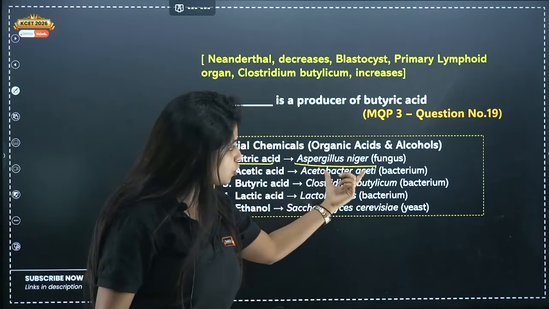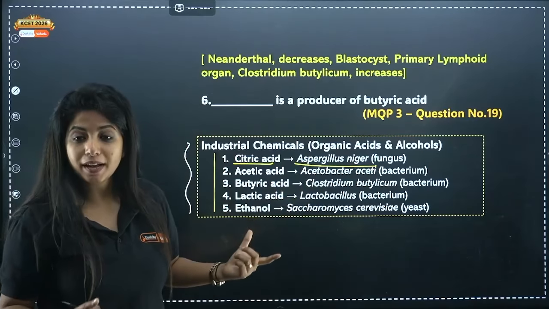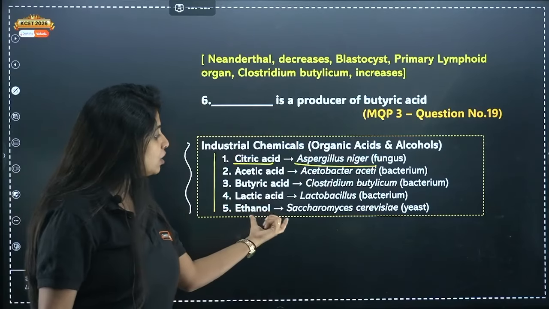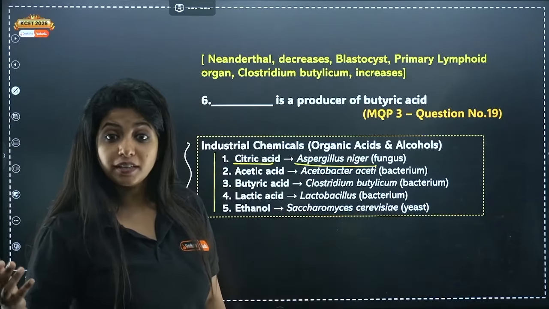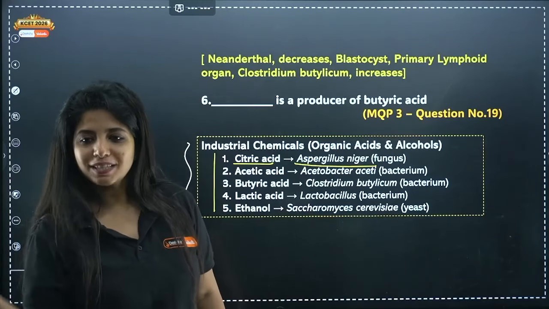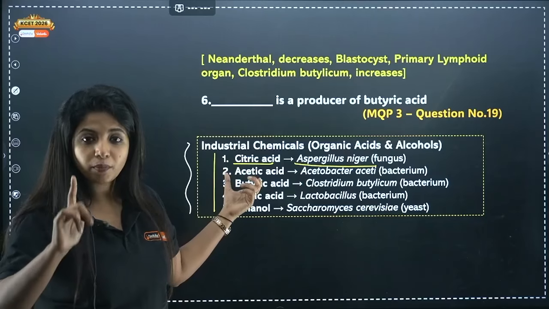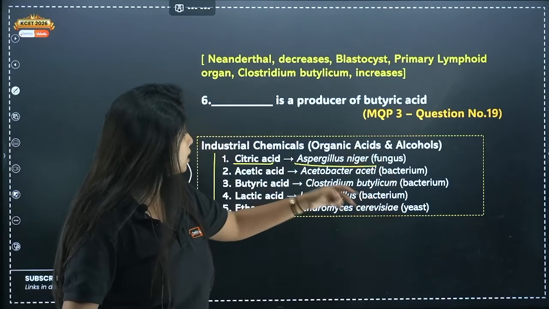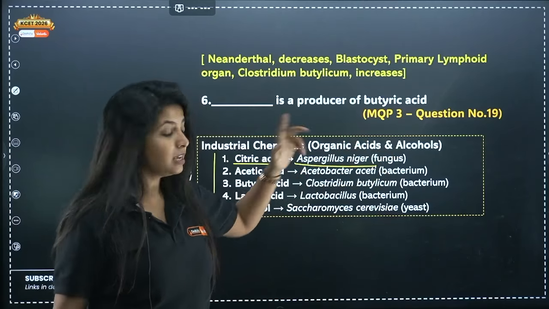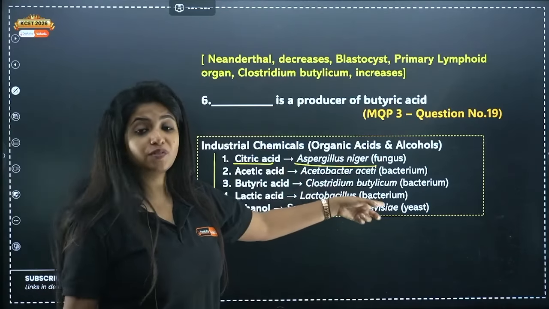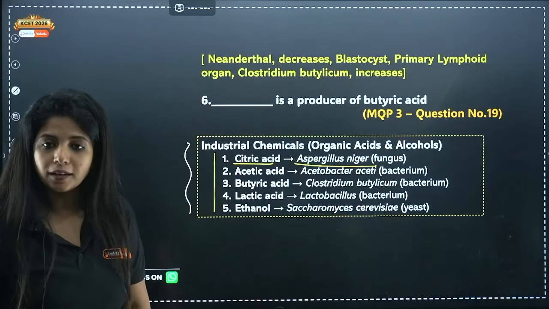So acetic acid, Acetobacter; butyric acid, Clostridium butylicum; lactic acid, Lactobacillus or lactic acid bacteria; ethanol, alcohol. I told you yeast is used in fermentation where it produces alcohol as well as CO2, right? So Saccharomyces cerevisiae, yeast is being used. Over here, please remember 2 things. Only 2 places fungus is there. One is citric acid, which is produced by Aspergillus niger. It's a fungus. Over here, ethanol, Saccharomyces cerevisiae, yeast is also a fungus. Rest all of it, bacteria.